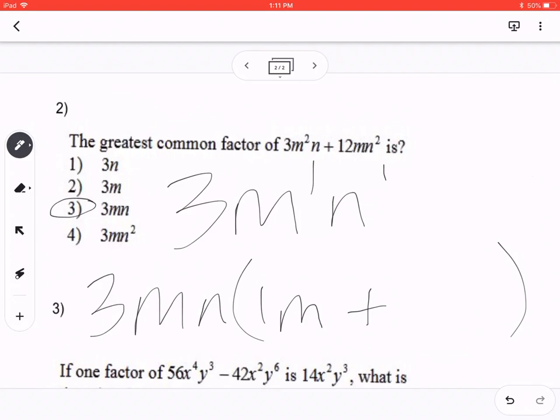12 divided by 3, in the second term, we have 12mn squared, and that also has to be divided by 3mn. 12 divided by 3 would give you a 4. M divided by m would cancel out, and then we would have n squared divided by n, which would be n to the first power. A way of checking this is to distribute the GCF to both terms using the distributive property. I hope this helps you as you do the rest of the problems.